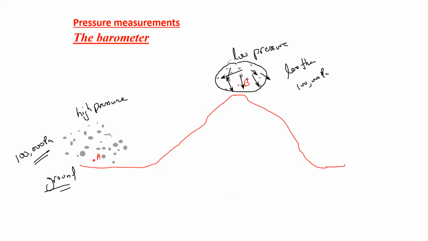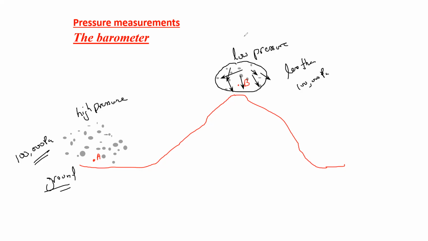So even on the surface of the earth, because some regions are higher than the others, the earth's surface is not exactly a perfect flat surface. Even on the surface or ground level, there is a variation of pressure, but normal atmospheric pressure is considered to be 100,000 Pascal.